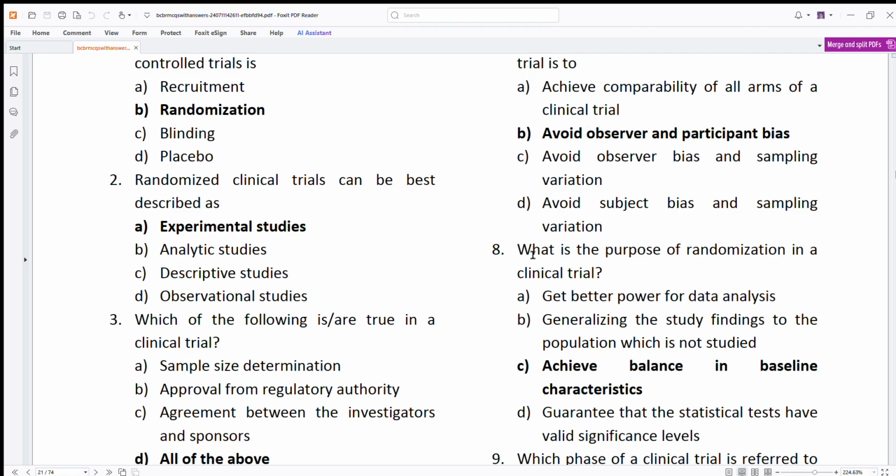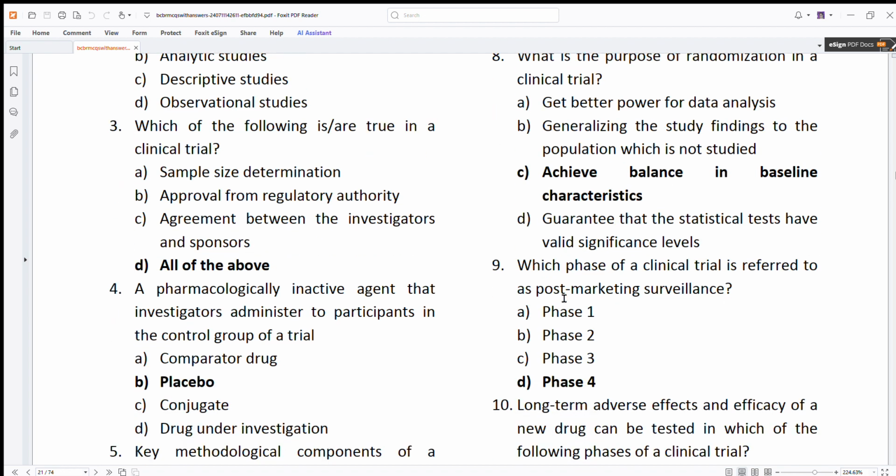Purpose of randomization, extremely important. Achieve balance in baseline characteristics. That is why we randomize. Meaning generally there are different methods of randomization: block randomization, then there is stratified randomization, then there is computer generated random number tables. Achieve balance in baseline characteristics.